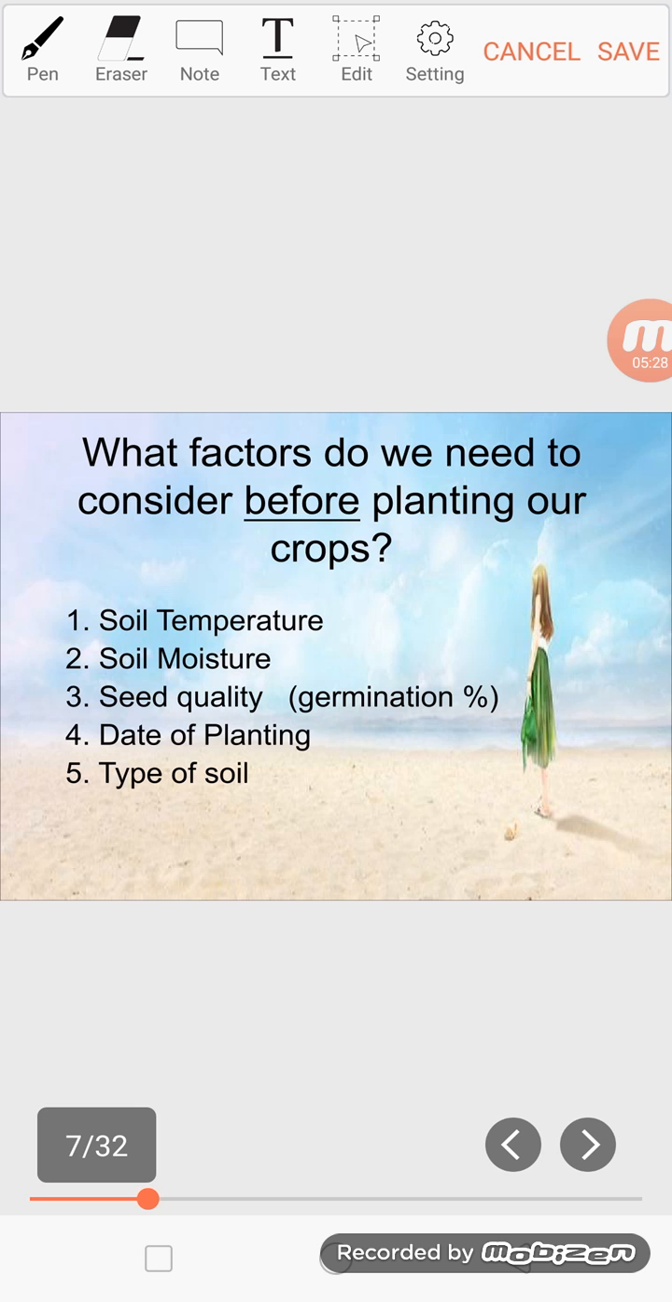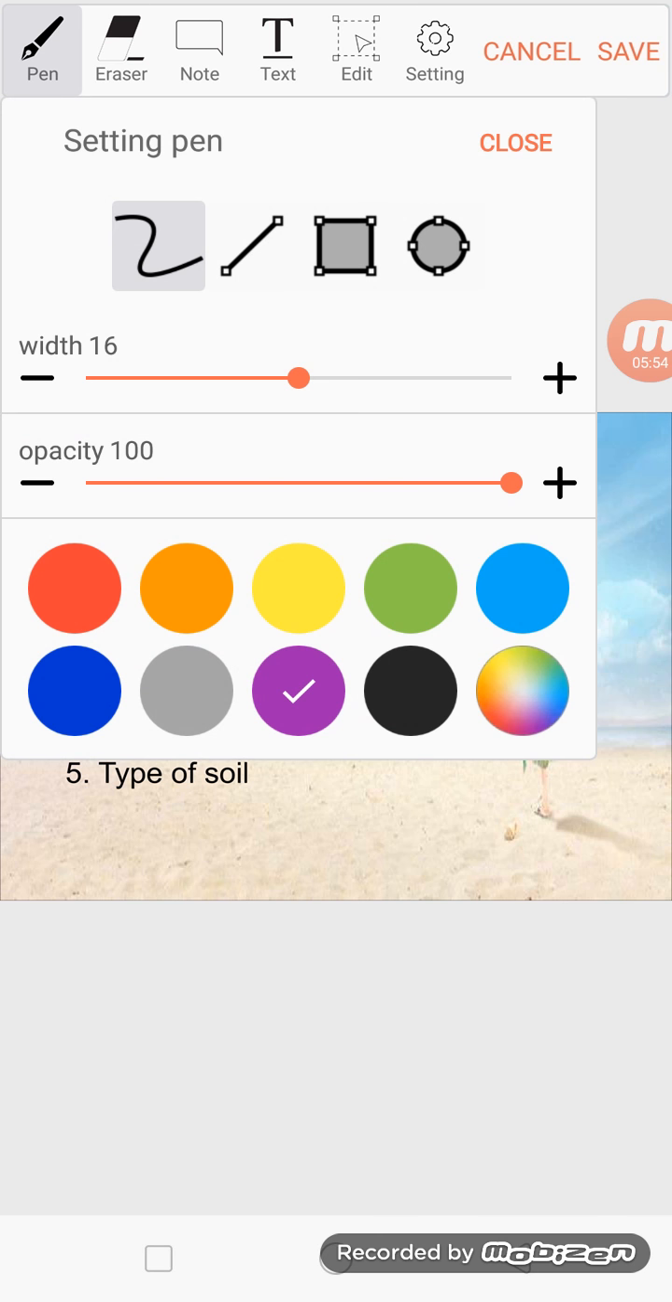Okay. Next, what factors do we need to consider before planting our crops? So this is very general information. Even though I didn't write it here, I think we already know. Because plants live in the environment, right? The environment keeps changing. So we know that all the elements in the environment help the growth and development of a plant. So what do we need here?